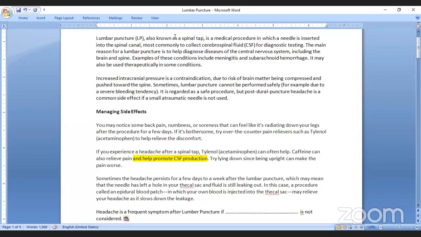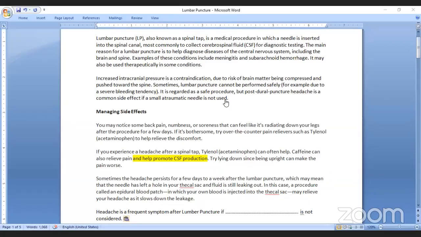Yes, please write in the chat. Once I ask somebody to discuss, then you can discuss. First, try to write in the chat. Are you seeing our answer, Dr. Che? Yes, I can see your chat. I wrote here in the chat box that it is a small traumatic needle. This is the answer.